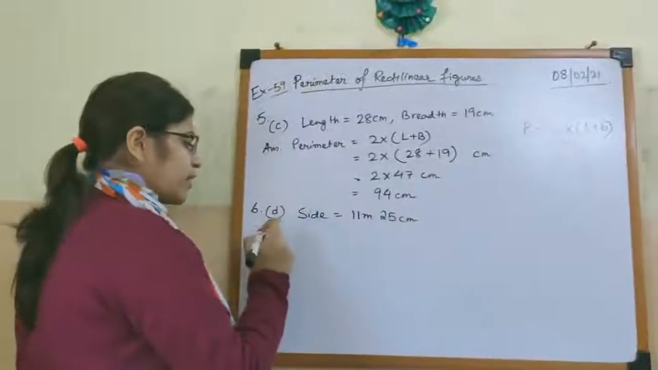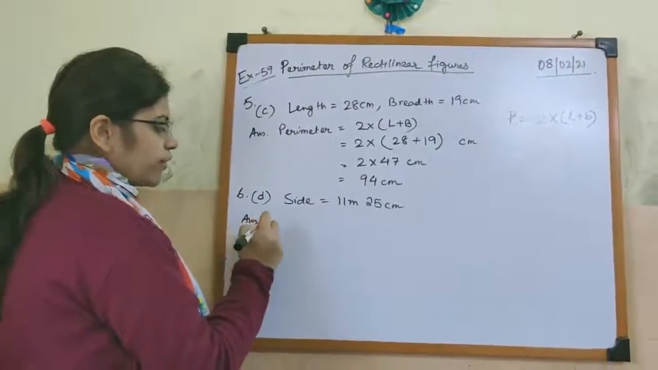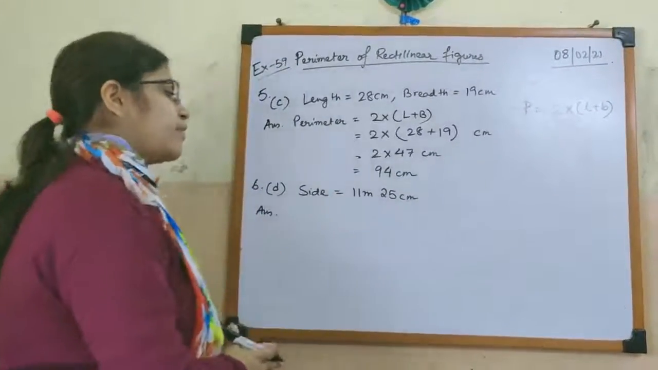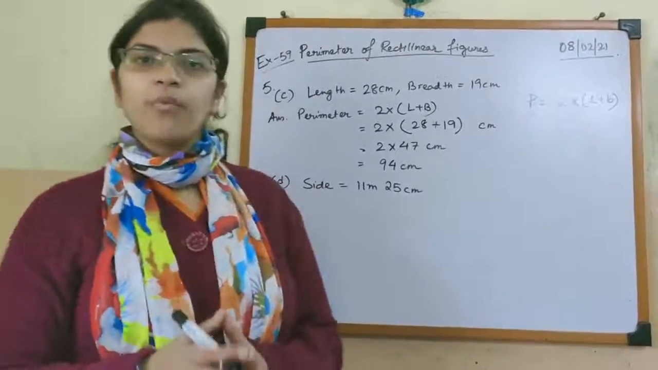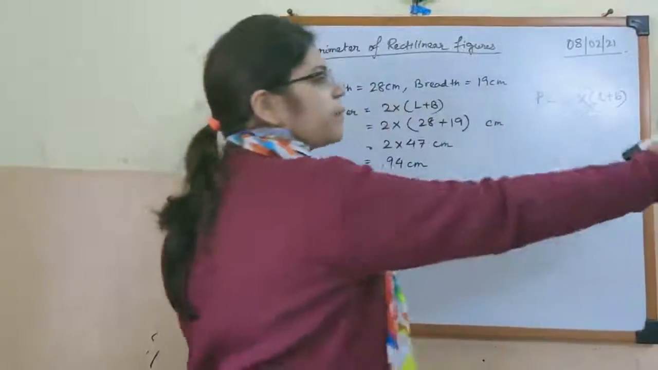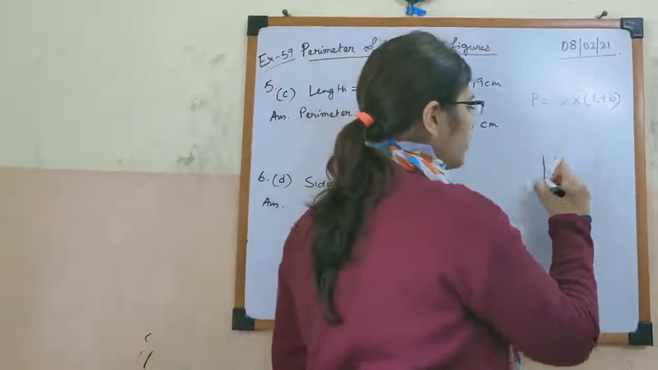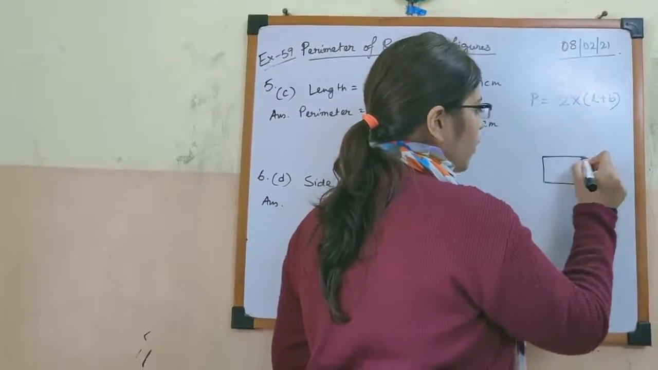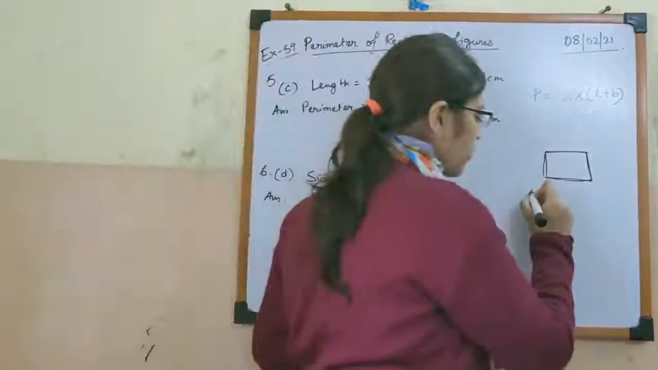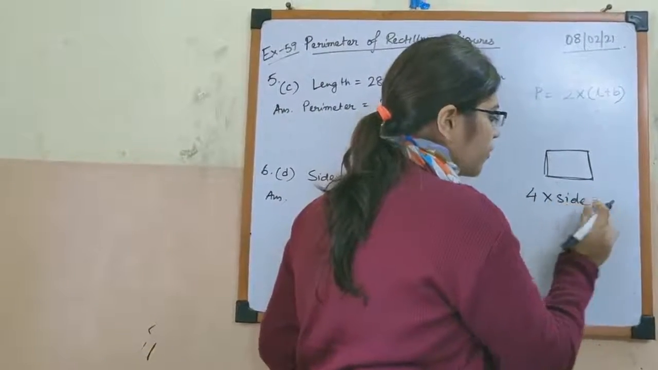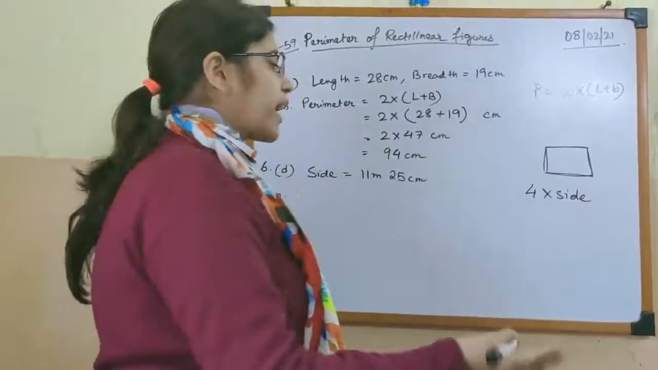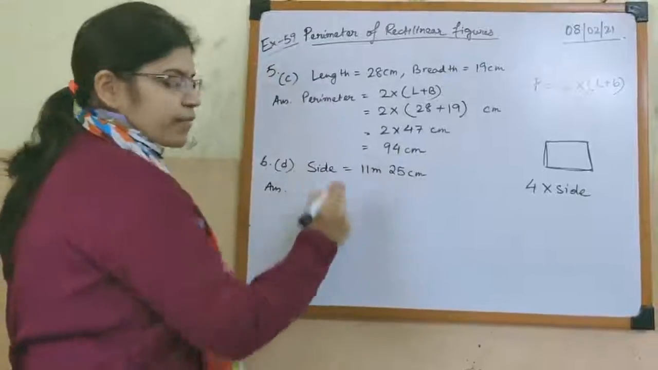We will use the same thing for all the problems to find the perimeter of a rectangle. Now the next one we have is the perimeter of a square. For a square, we add all the sides. So if this is a square, we will add all the 4 sides. That means we will simply multiply 4 into side. So if we know the value of one side of the square, we multiply 4 with it and we will get the perimeter.